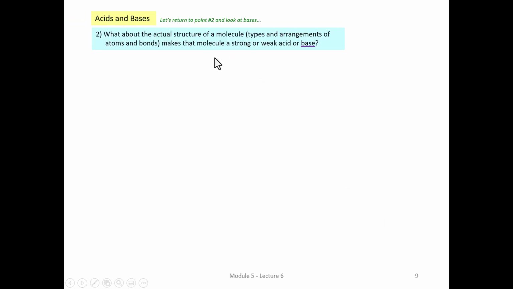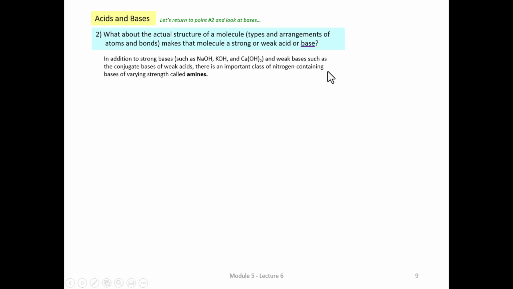In part two of this lecture, we want to return to our question about how the actual structure of a molecule, the types and arrangements of atoms and bonds, makes that molecule a strong or weak acid or base. In particular, this time, since we talked about the structures of acids before, we want to concentrate on the structures of bases. Now we know or can recall some examples of strong bases like sodium, potassium, or calcium hydroxide, and weak bases such as the conjugate bases of weak acids.